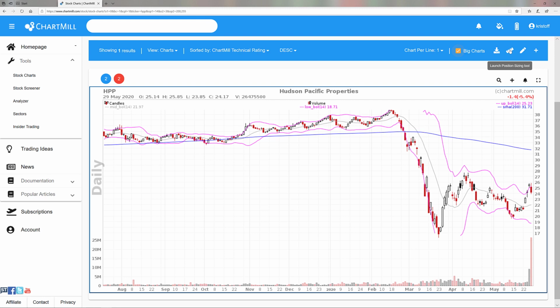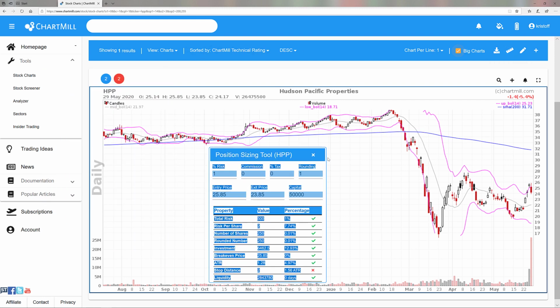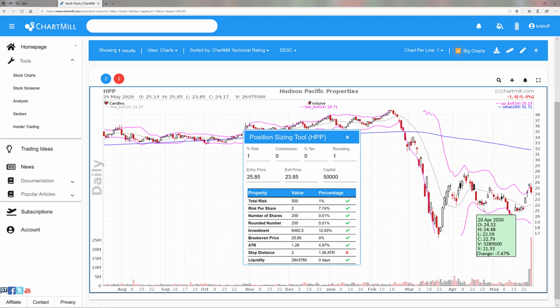It's a very handy tool. Just click on it. I'm going to drag it over here. My cursor just beneath the last candle. Right click, entry goes here. So the low is 23.85. So I'm going to change this to 23.79. And my exit price, my stop loss, the high is 25.85. So I'm going to change it to 25.91.